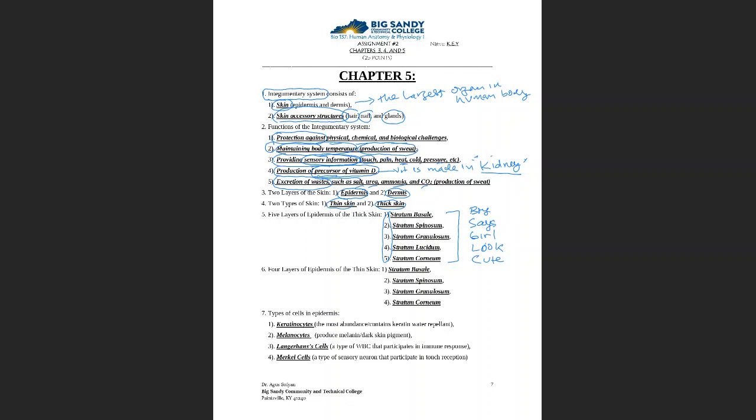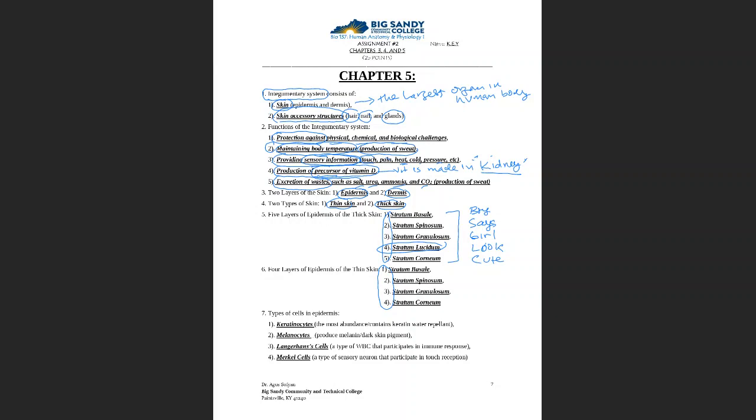Now, how about the thin skin? Only have 4 layers. So the one that is not present is the stratum lucidum. So stratum lucidum only present in the thick skin. It is not present in the thin skin.